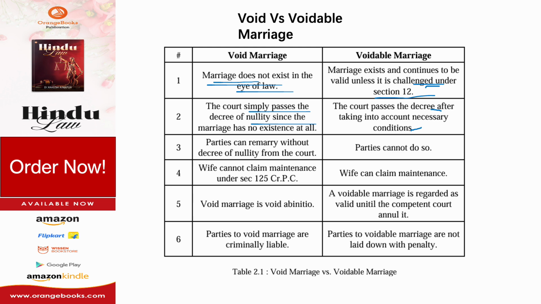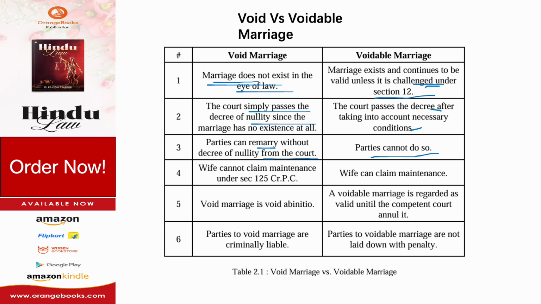In the case of void marriages, as the marriage does not exist in the eyes of law, the other party can marry without getting a nullity order from the court. There is no need to get any nullity order from the court because the marriage itself is void from the beginning. Parties cannot do so in a voidable marriage case; they should go to a court, get the nullity order, and then they can go for remarriage.